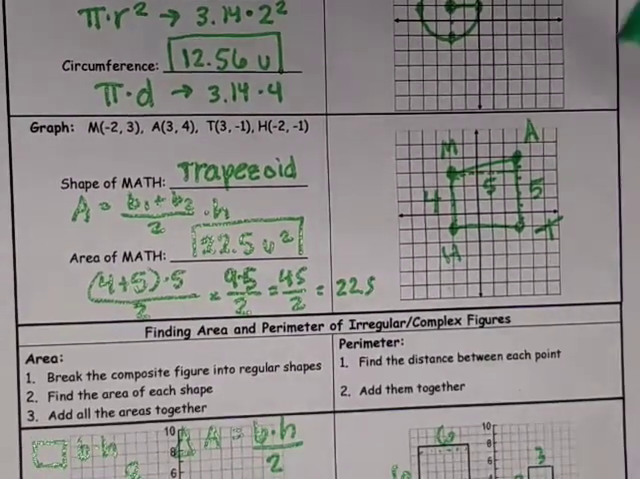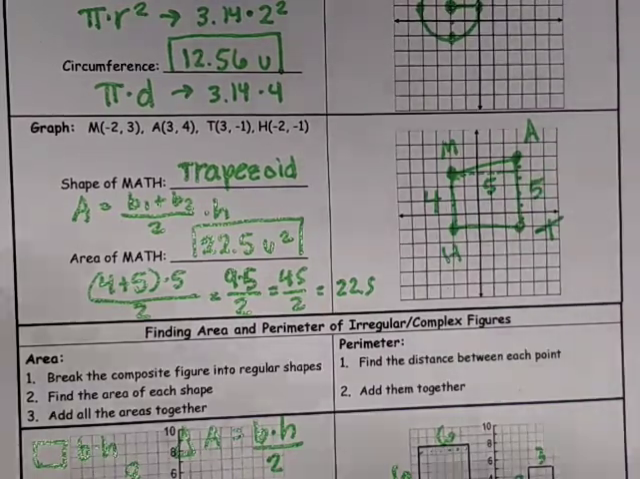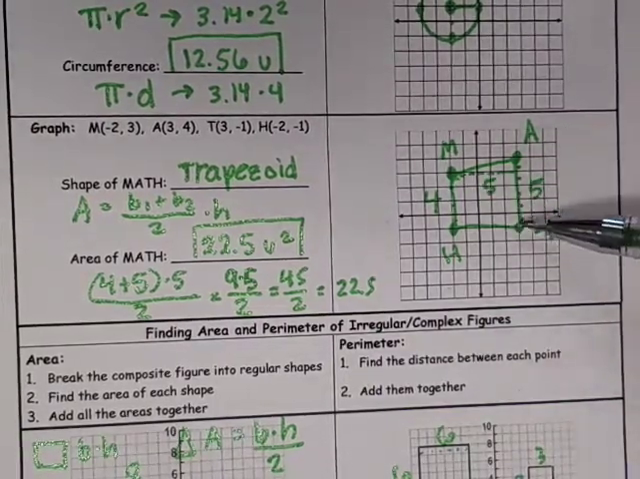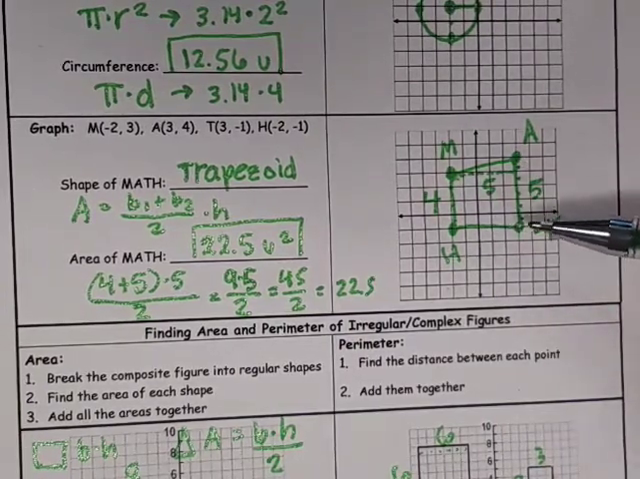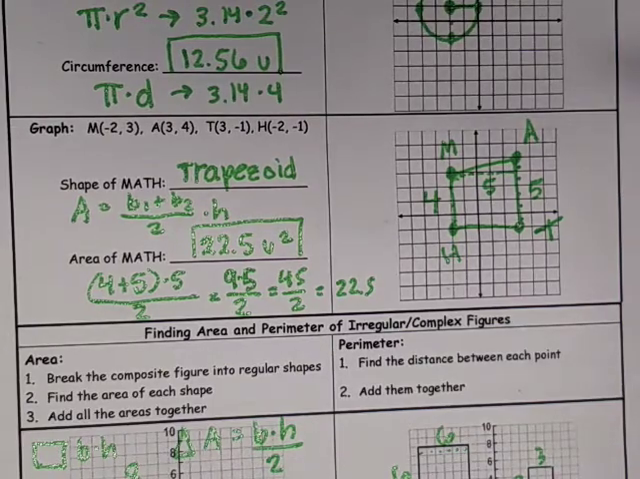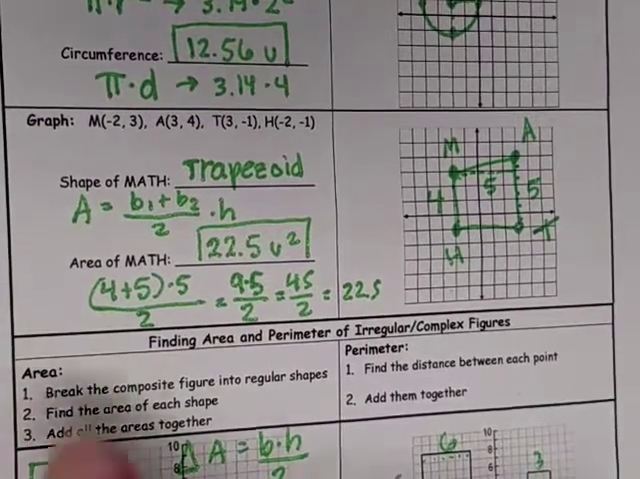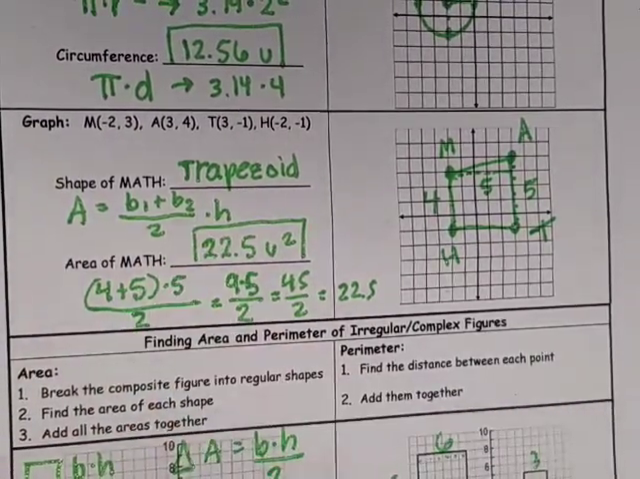All right, for the shape MATH, the shape was a trapezoid. The reason why I know this is because there are 2 parallel sides, and one of them is shorter than the other. And then when I connect these, it does not make a rectangle or a parallelogram. And then from there, I use the formula for area of a trapezoid, and that is base 1 plus base 2 times height, all divided by 2.